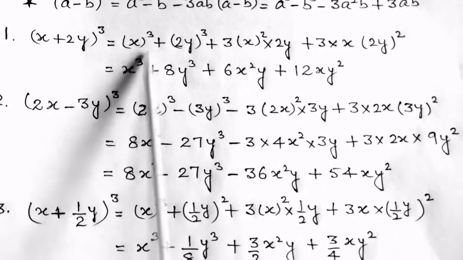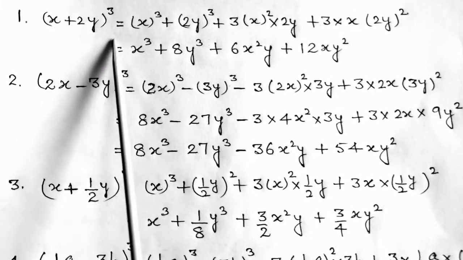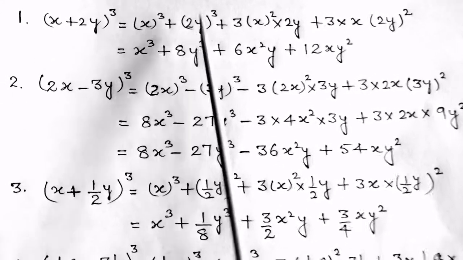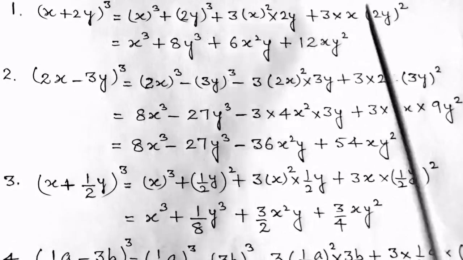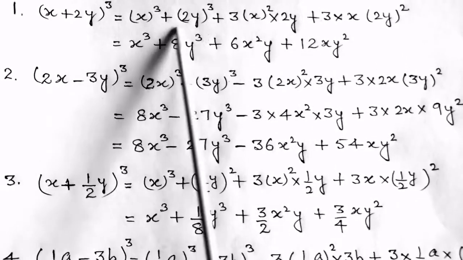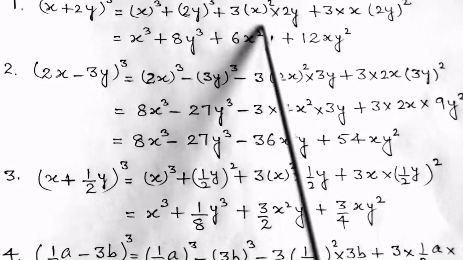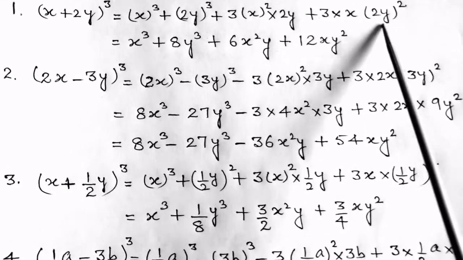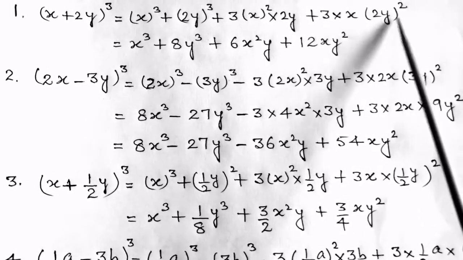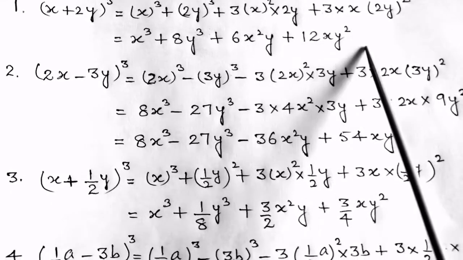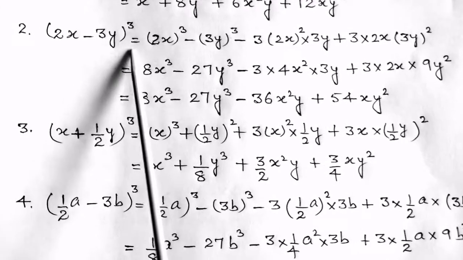Now again, based on these two formulae, we have solved a few questions. So first is expand (x + 2y) whole cube, right? So cube of first plus cube of second plus 3 into square of first into second plus 3 into first into square of second, right? So simplify: x³ + 8y³ + 3·2 x²y, plus, now here square of 2y will be 4y², so 4 into 3 is 12xy².